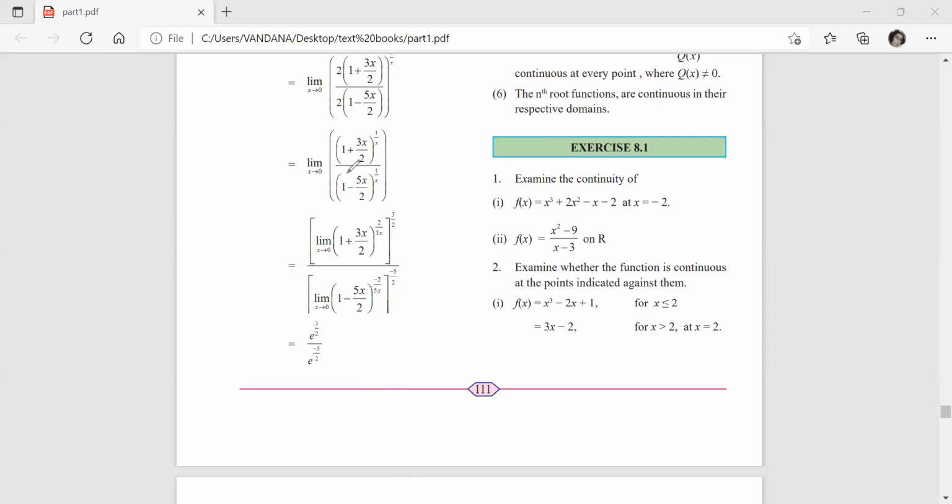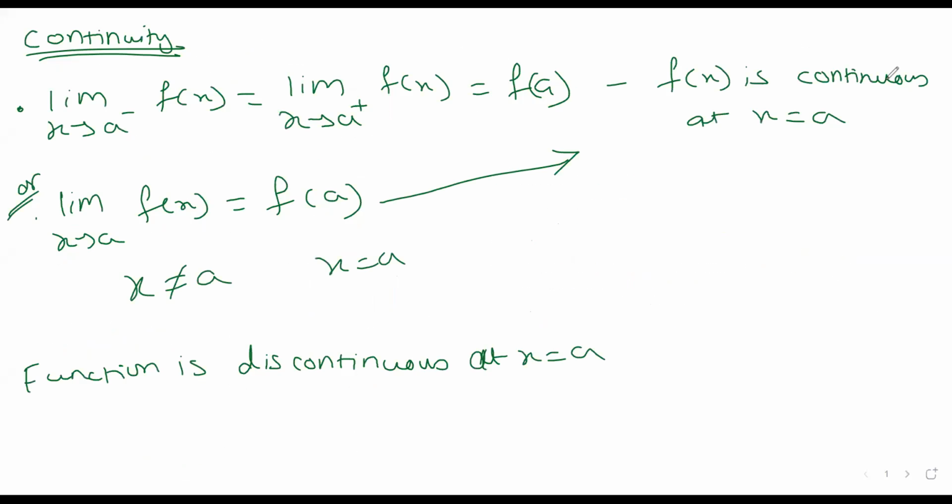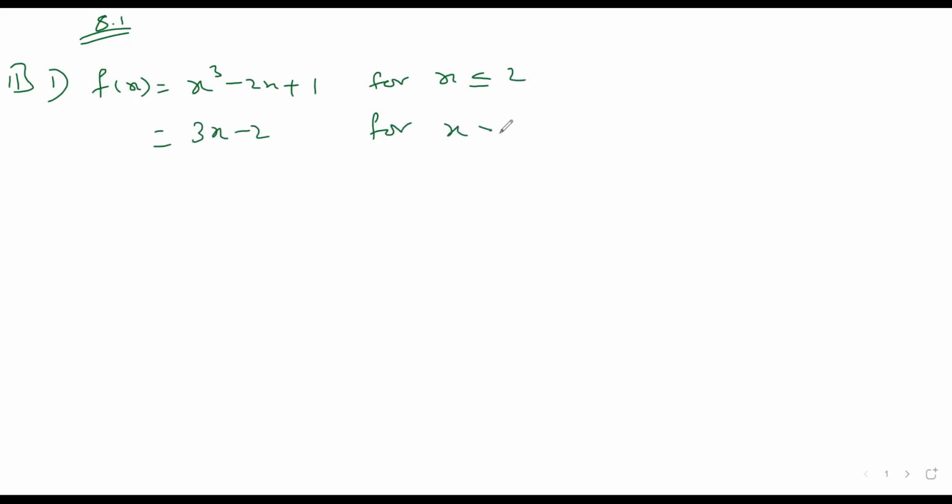First, second question, the first. f of x is given as x cube minus 2x plus 1 for x is less than or equal to 2, and f of x is 3x minus 2 for x is greater than 2. You have to examine continuity at x is equal to 2.